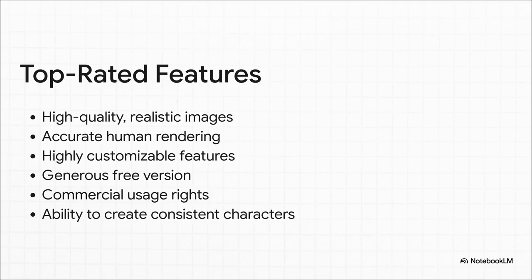First, the image quality. People rave about how high quality and realistic the images are. A big part of that is how well it handles rendering people, with fewer of those creepy six-fingered hands that you see from other AIs. But it's not just about quality. Users also love the generous free version, the fact that you get commercial usage rights, and, this is a big one, the ability to create consistent characters from one image to the next.